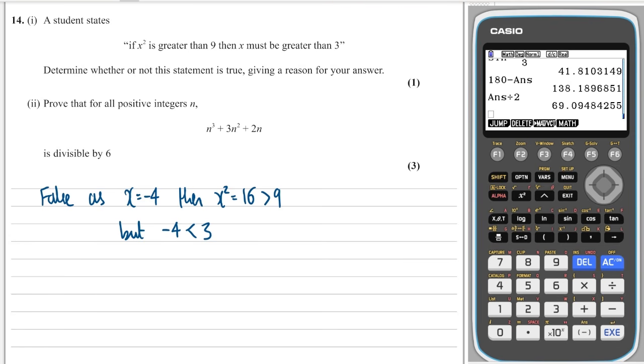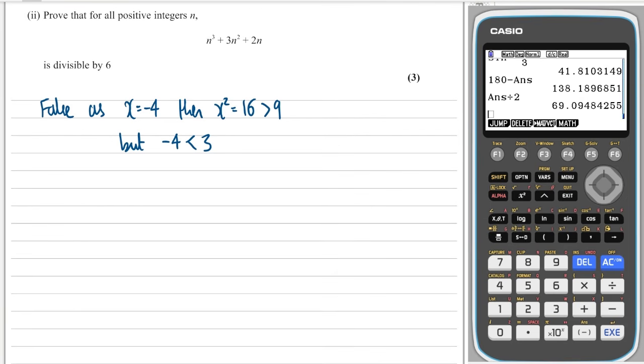It says prove that for all positive integers this is divisible by 6. Classic question, this one. Really easy if you know how, really tricky if you don't. So first off, factorising is always your friend. So let's take out an n. Like this. This is a quadratic which can also be factorised to get n plus 1 and n plus 2.